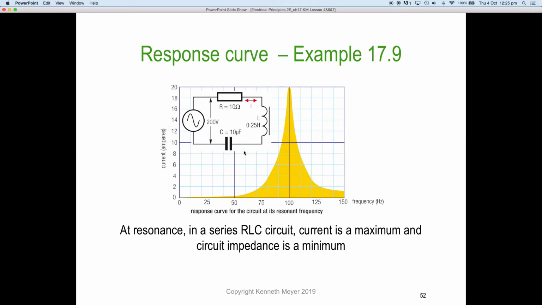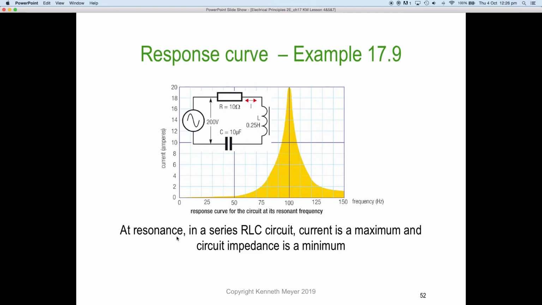Now let's look at the response curve. And again, here's our little circuit diagram. We've got 10 ohms, 250 millihenries and 10 microfarads in our circuit. And if we look at our curve, we've got frequency on the horizontal, and we've got the current this time on the vertical. So as we come closer and closer to resonance, where the current hits the maximum, you can see a very sharp, needle-like shape on the curve. So the frequency response is very sharp.